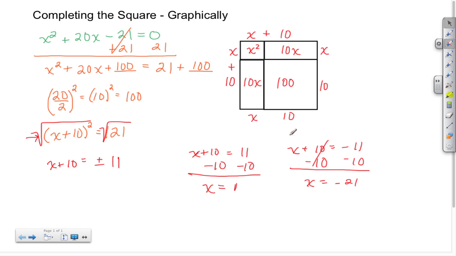So here graphically I showed how we use the completing the square method, both abstractly and with a picture, and I hope that's made things a little more clear.